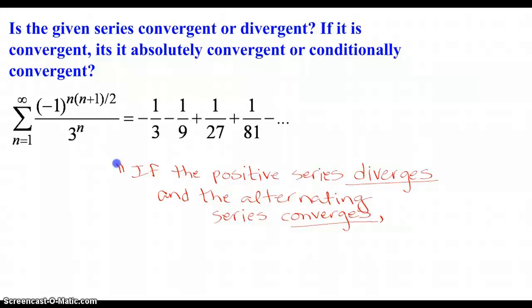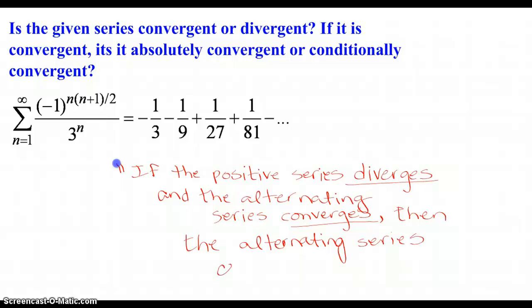Okay, so if the positive series diverges while the alternating series converges, then the alternating series converges conditionally. Make sure that's what's in your notes.